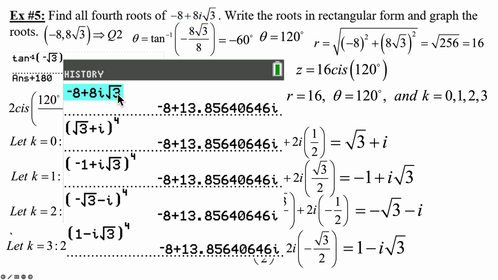And that's how you find all your roots of complex numbers.